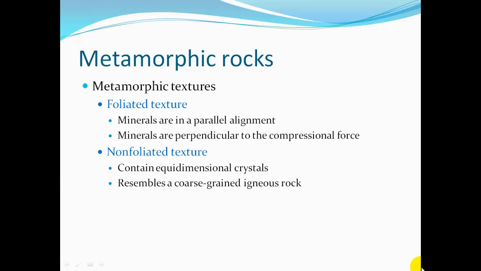Non-foliate texture contains equidimensional crystals and resembles a coarse-grained igneous rock. Let's say the grains in a sandstone, that quartz recrystallized and started to interlock again. So that quartz, so it's sandstone, starts looking kind of like a one mineral igneous rock.